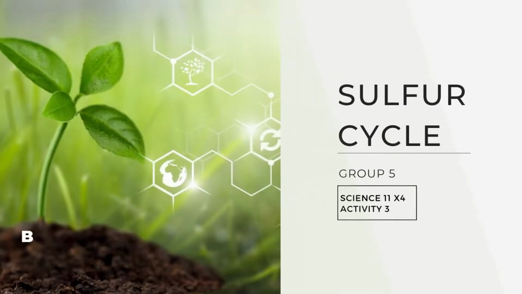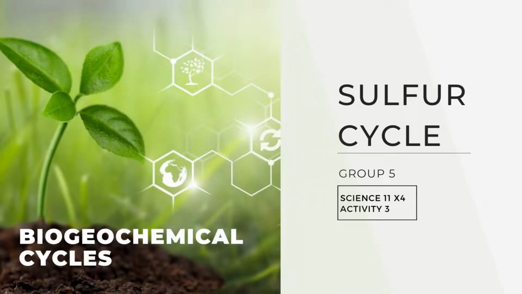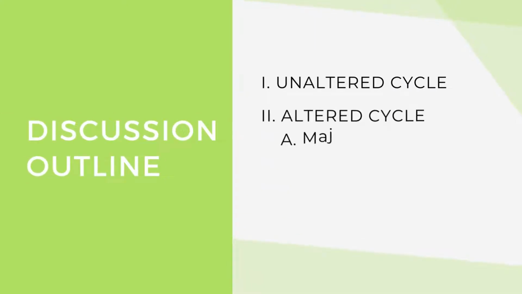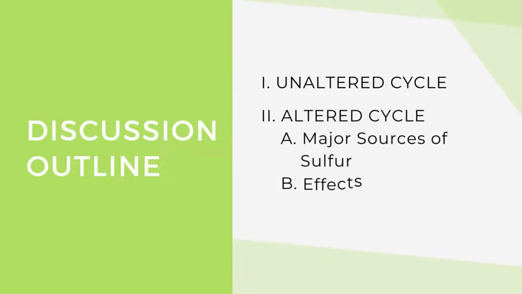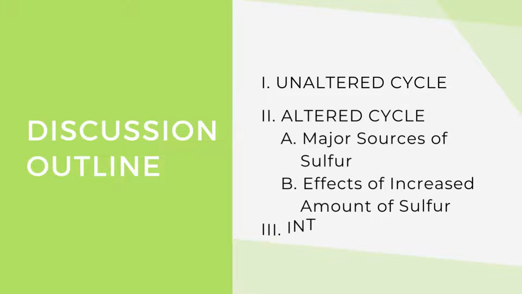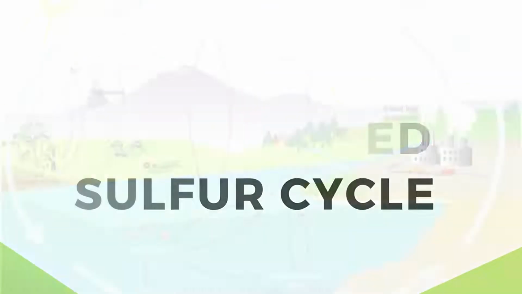Good day. We are from Group 5 and in this video presentation, we will discuss the sulfur cycle in its unaltered form, state the major sources and effects of increased sulfur amount in its altered cycle, and provide some interventions that we can do as students to address its issues. We will first discuss the unaltered sulfur cycle.